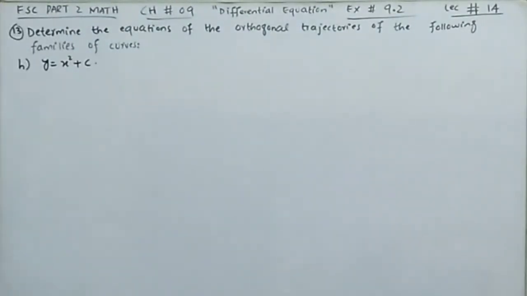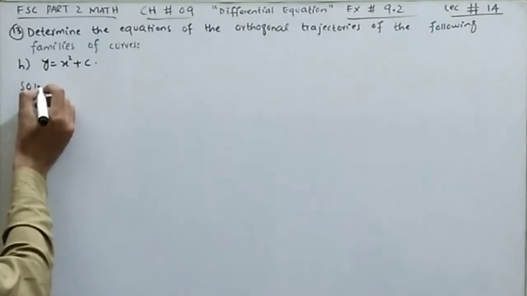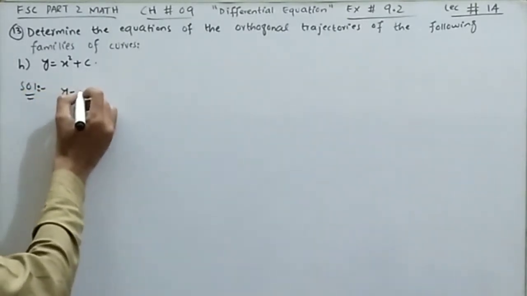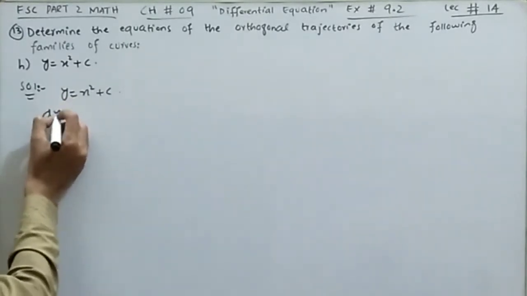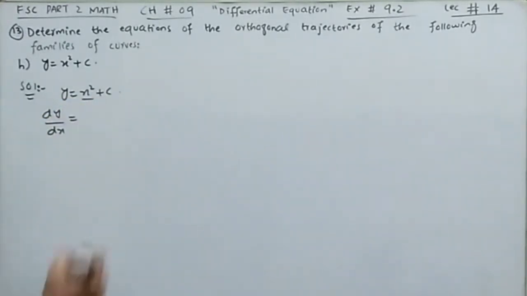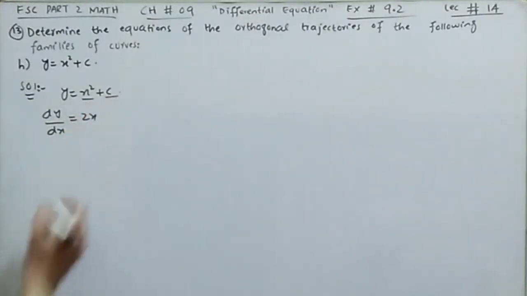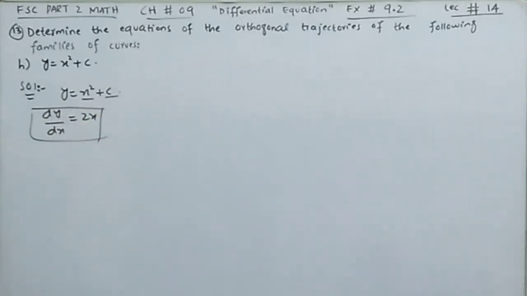Now let's understand part number h. y is equal to x square plus c. Find the equation of the orthogonal trajectory of this curve. So move to the solution. Taking the given curve, y is equal to x square plus c. Take the derivative of both sides with respect to x. So dy by dx will be, the derivative of x square with respect to x is 2x, and c is a constant, its derivative is 0. So dy by dx is 2x.